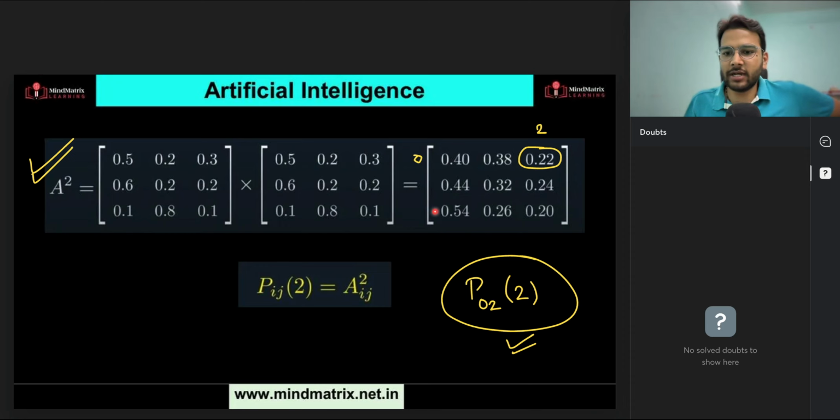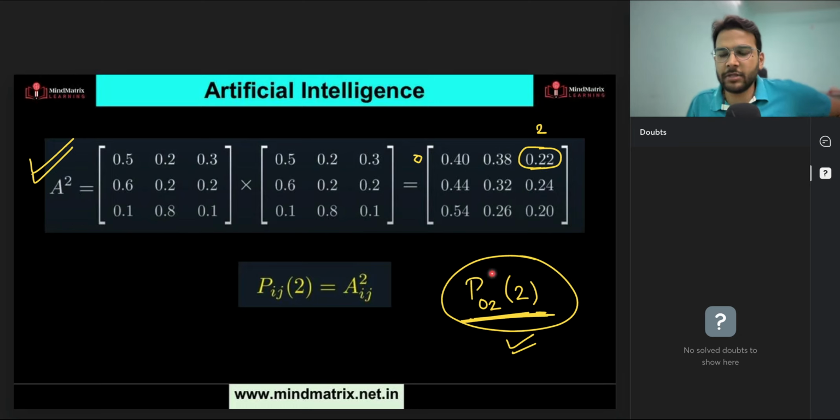So I hope this point is clear, that we can observe this pattern here. If you multiply A into A, if you perform this multiplication of A with A itself, we're getting this particular matrix. So we were finding this value, right? We computed this value. And this is the value that we computed, right? 0.22.